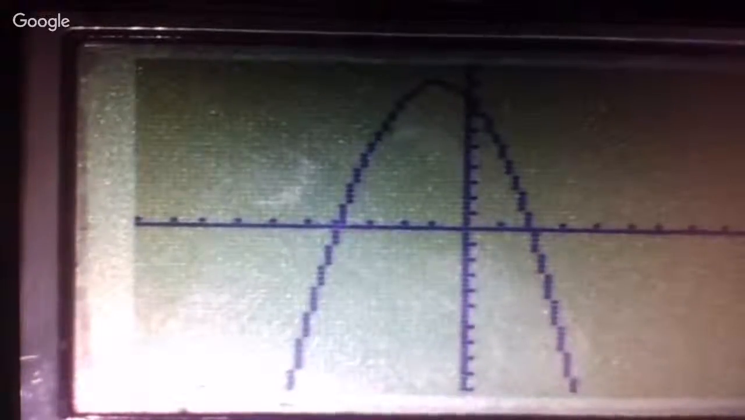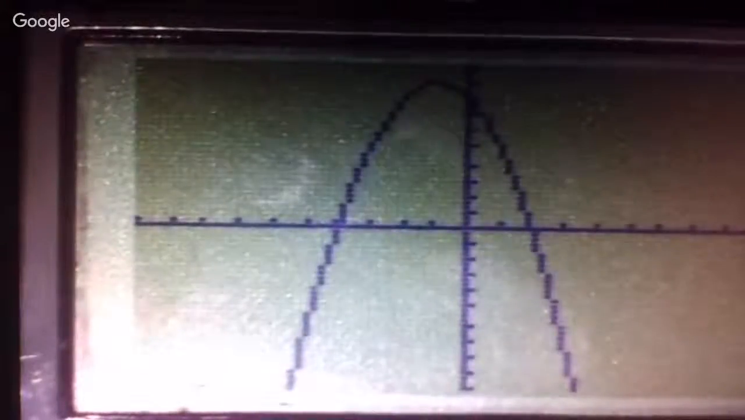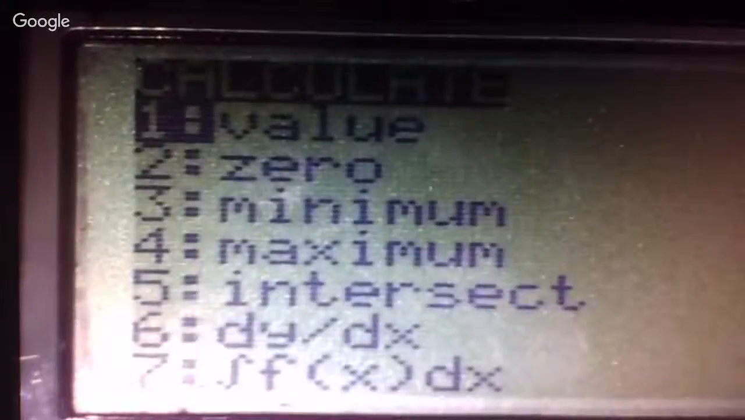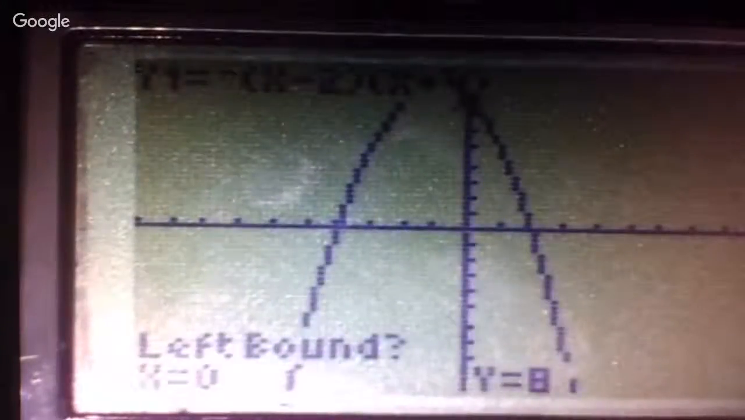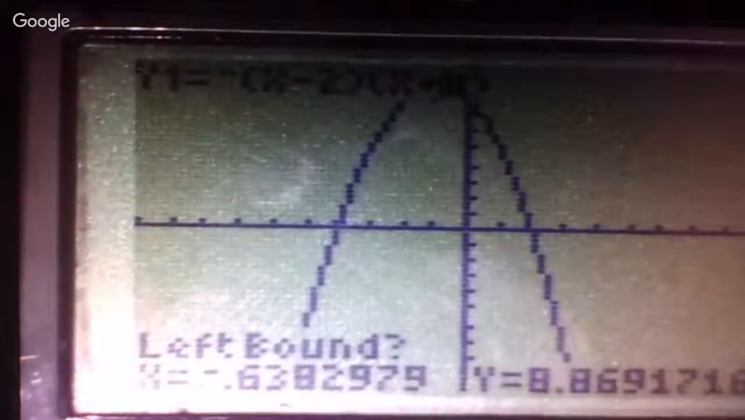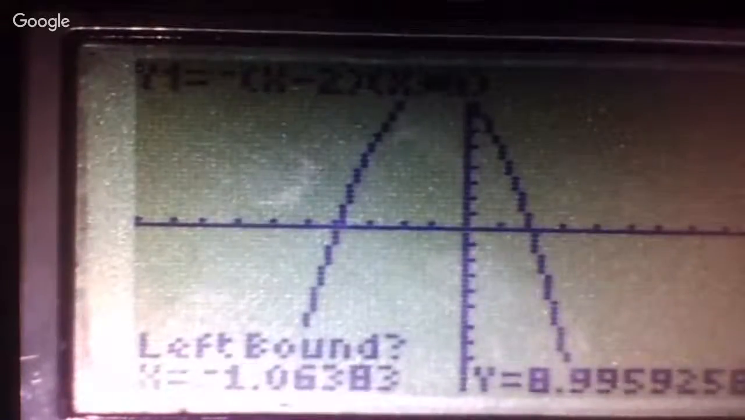Oh, look at Elijah. So smart. Okay. So we need a maximum. So you're going to go second trace. Choice number 4, my friends. It's kind of hard to see. So you've noticed right away, it's kind of hard to see. I want to see a little bit higher. Do you know how to adjust that?